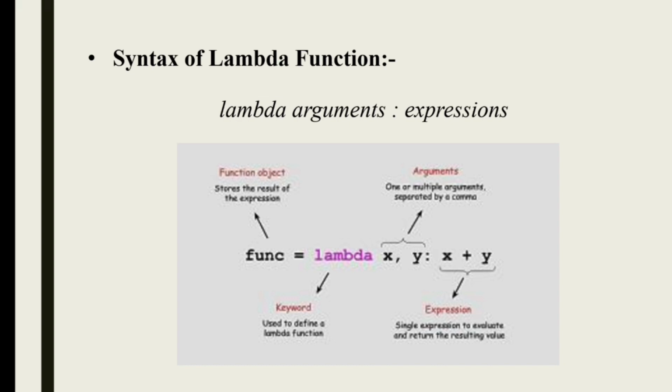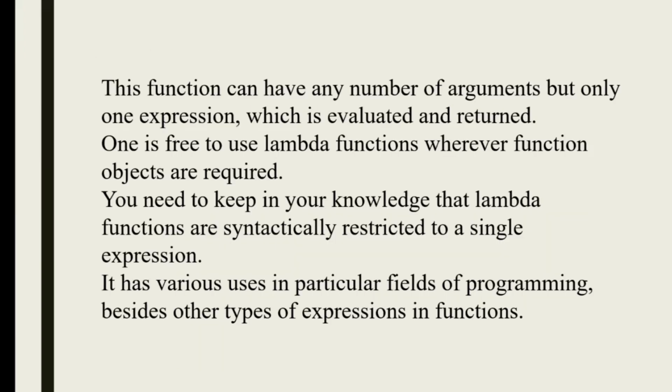Syntax of lambda function: lambda arguments colon expression. Function equals lambda x comma y colon x plus y. Here function is the function object which stores the result of the expression. Lambda is the keyword which is used to define a lambda function. x, y are the arguments, x plus y is the expression. This function can have any number of arguments but only one expression, which is evaluated and returned.